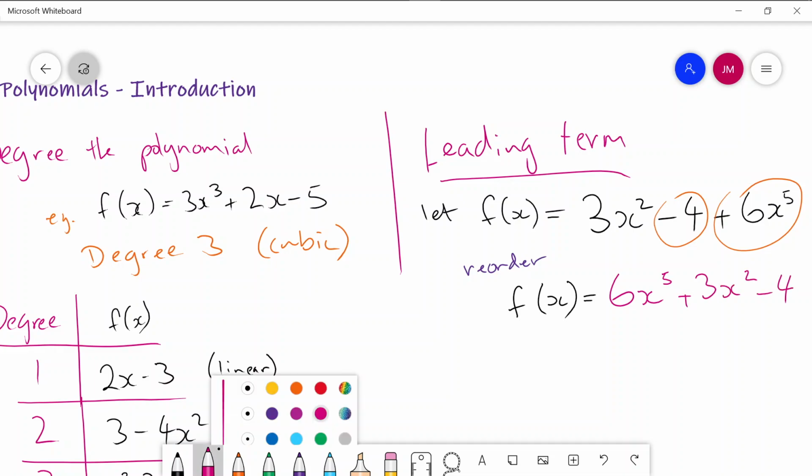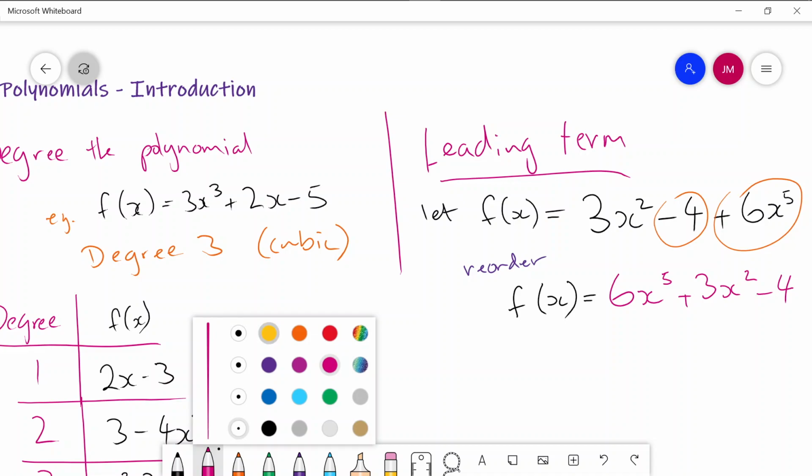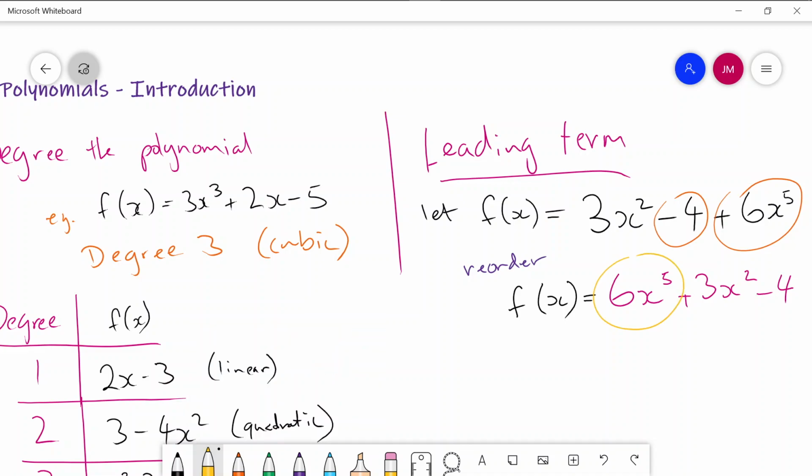So the leading term is that highest power of x there, the one that goes at the front. That's my leading term.